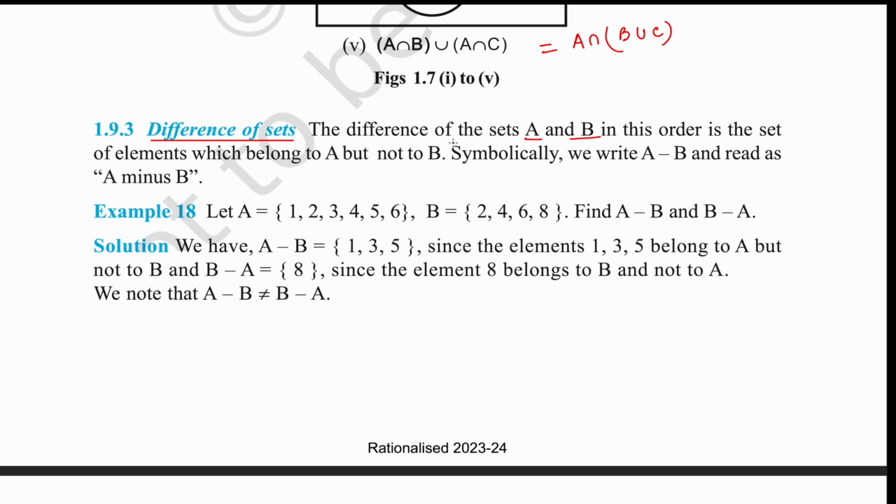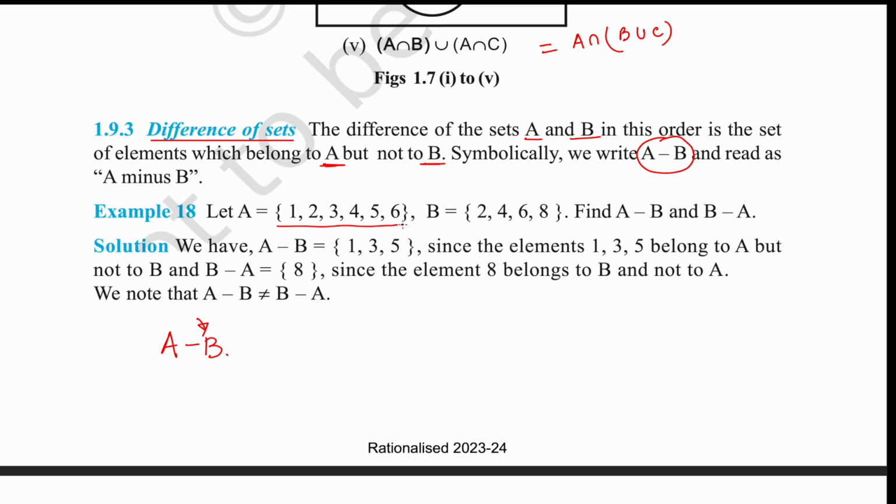So the difference of sets A and B in this order is the set of elements which belong to A but not to B. And symbolically, we write this as A minus B. Now let me explain it to you. Whenever you are trying to find A minus B, that means difference of sets A and B, you are considering all the elements of A and taking out all the elements of B which are common in A and B, right? That means you are taking out all the elements which B could have. So let us see with an example.